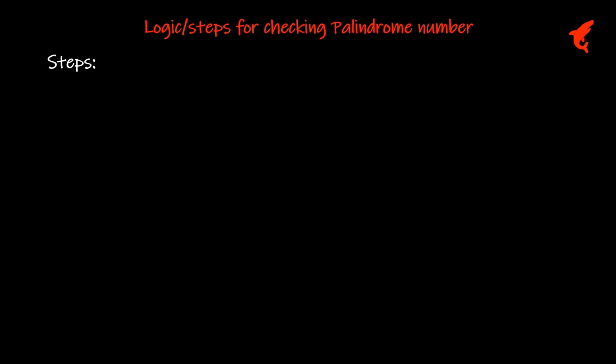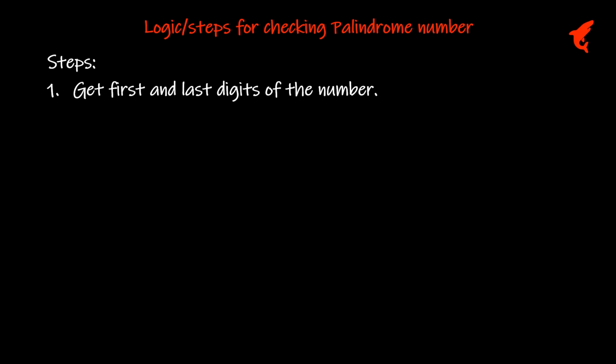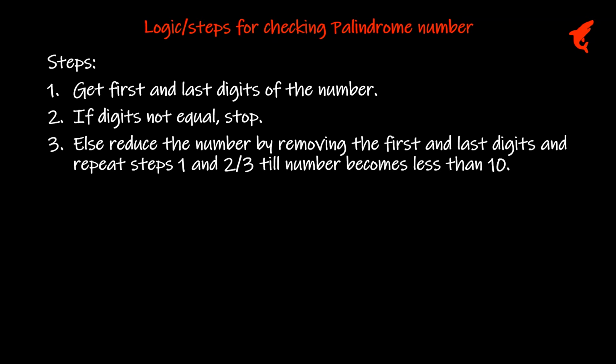And what are the basic steps of the program logic? First, get the first and last digits of the number. Next, if the digits are not equal, stop. Else reduce the number by removing the first and last digits and repeat steps 1 and 2 or 3 till the number becomes less than 10.